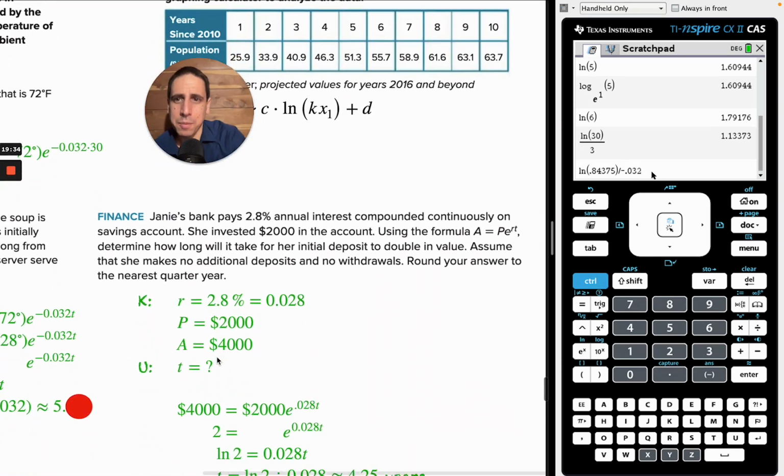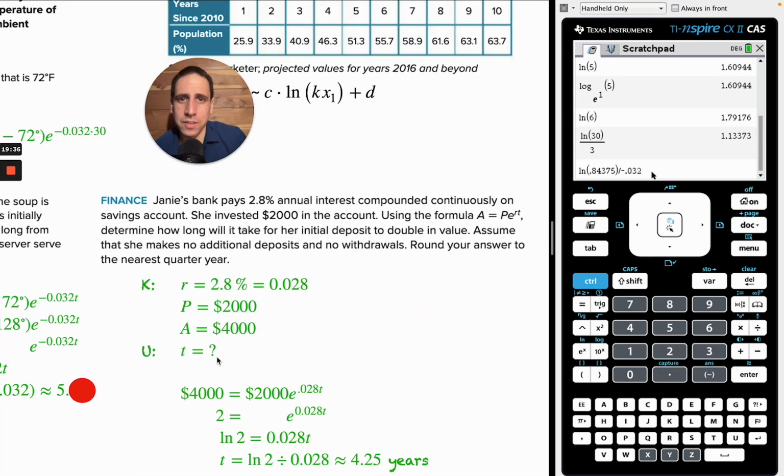Finance. Janie's bank pays a 2.8% annual interest compounded continuously on a savings account. She invested $2,000 in the account, and using the formula A equals Pert, determine how long it will take for her initial deposit to double in value. Assume that she makes no additional deposits and no withdrawals, and round your answer to the nearest quarter of a year. So here's what we know.